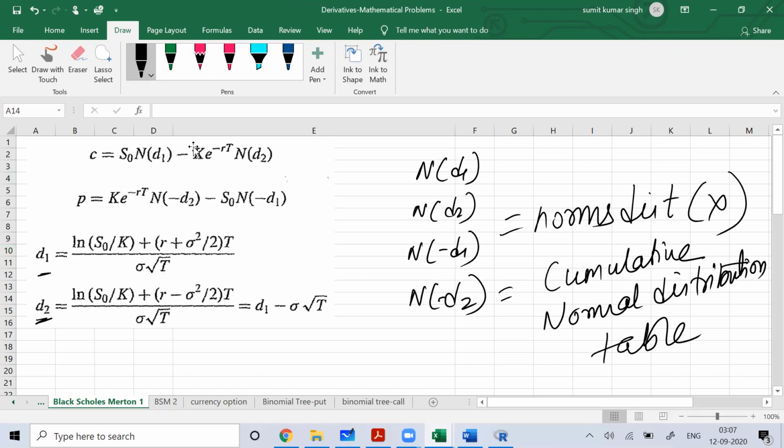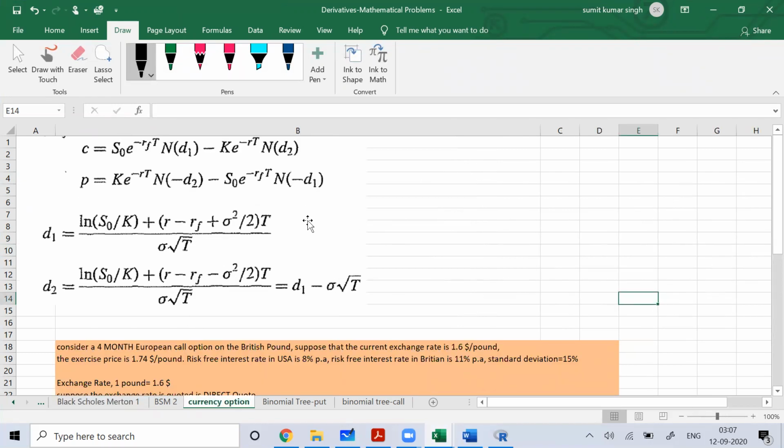So this is the formula for the Black-Scholes model on a non-dividend paying stock. Similarly, for a currency option, this is the formula. In a currency option, two factors come into the picture: the interest rate in the home country and the interest rate in the foreign country. So you can use this formula. We use the same formula for a dividend yield also, or an index option. So this is about the Black-Scholes model.